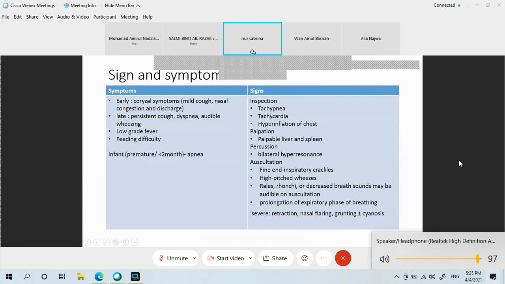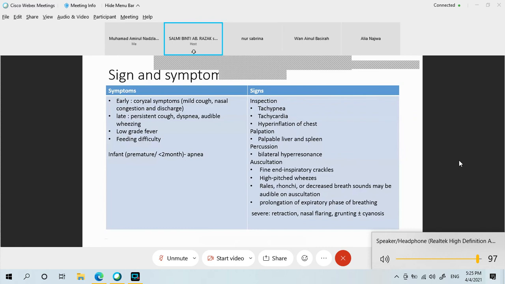And then the signs, the important ones. I think the important ones are hyperinflation of the chest, and during auscultation there are crackles and high pitch wheeze. In severe bronchiolitis, there are signs of respiratory distress, for example retraction, nasal flaring, grunting, and cyanosis. When the patient is admitted to our ward, the criteria is that they must have respiratory distress, because otherwise there is no specific treatment, so it is okay to allow the patient home if you are confident enough.